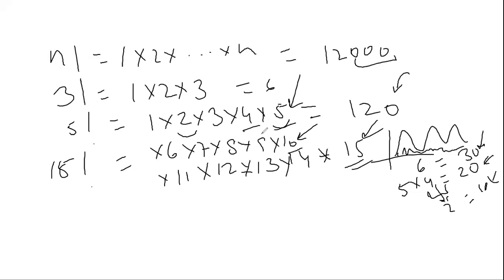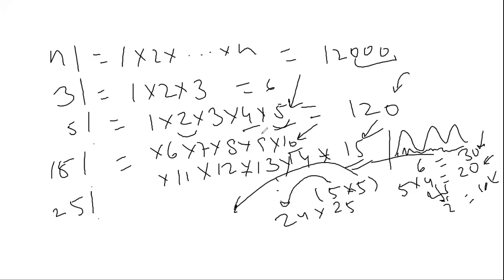But things get interesting when you start with factorial 25, because after 24 you will have 25, and 25 is 5 into 5. So this number has not just one 5, it has two 5s. This 5 can multiply with one of the even numbers, and this other 5 can also multiply with any even number, and can generate actually two 0s, not just one 0.